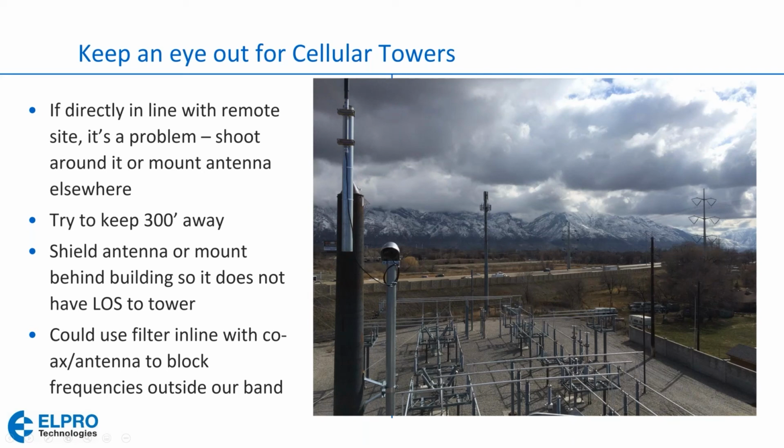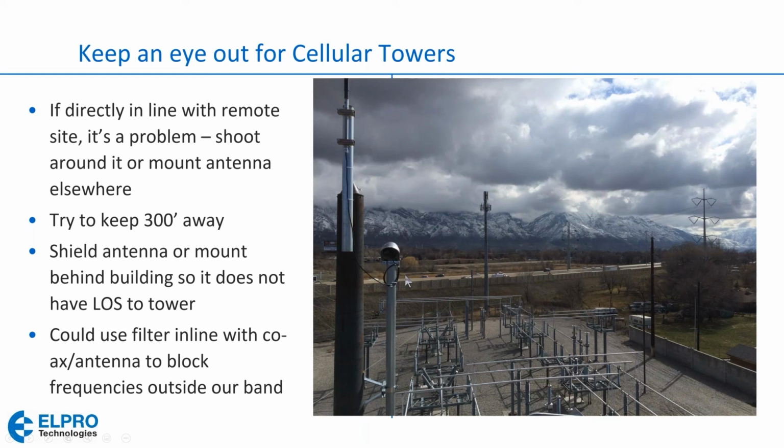Okay. Now, if we had to shoot from this antenna directly to a remote site that was in line with this cellular tower, that's going to be a problem. That won't work very well, especially if we have a Yagi antenna that we're aiming at this cellular tower. So what we would have to do is reorient our antenna. For the substation, what we would probably do is remount the antenna over here so that we're no longer shooting directly at that cellular tower, trying to shoot through it, literally.